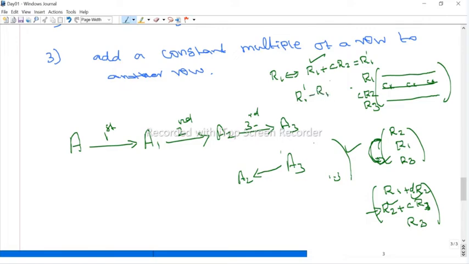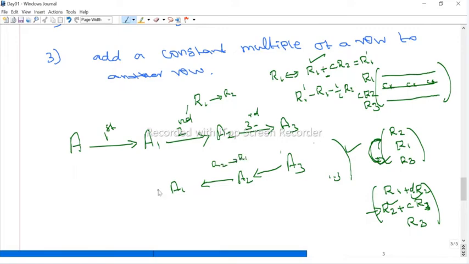Okay, and then you are adding C times R2, therefore you are subtracting 1 by C times R2. If you did this process, you will get A2. Now from A2 to A1, what we have to do? Suppose you are interchanging R1 to R2. Now what you have to do? You have to interchange R2 to R1. You have to do the reverse, you will get A1.